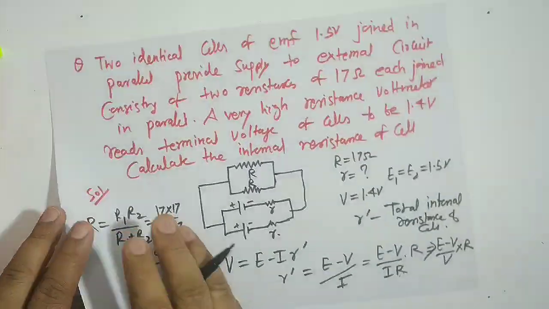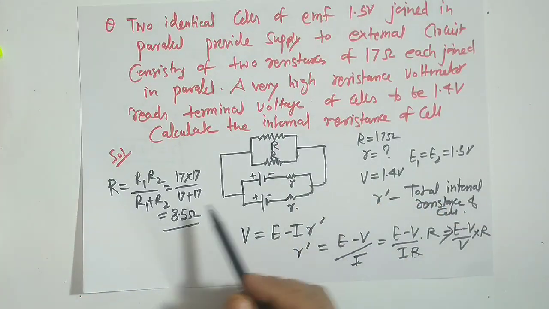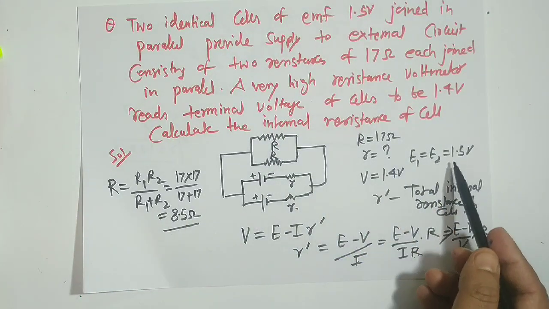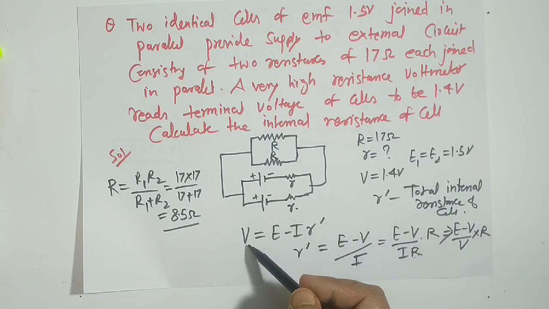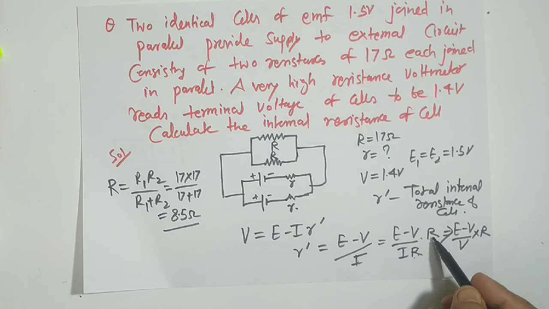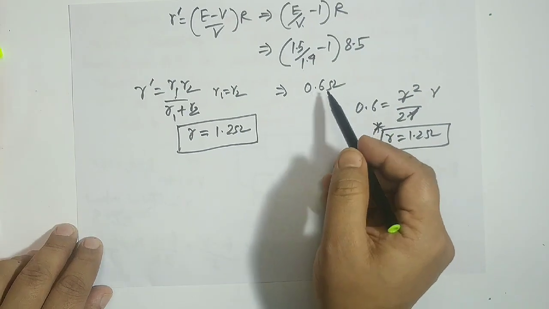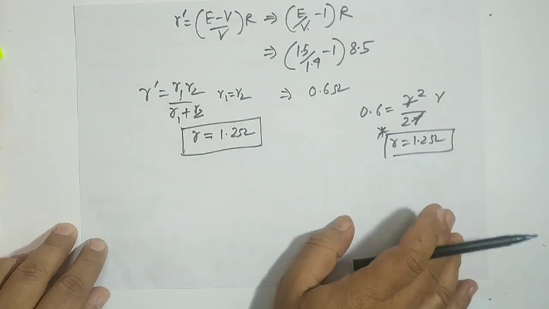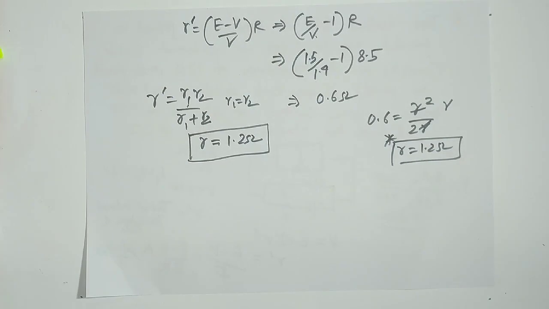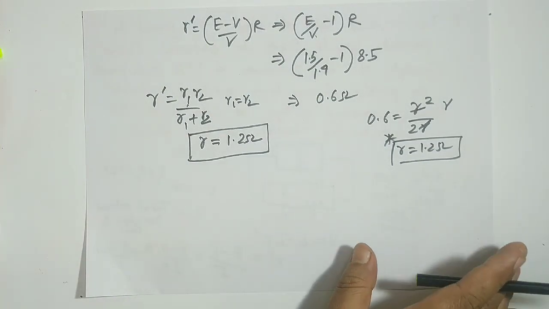Again repeating, very simple. Two cells were given and their combination was in parallel, and then you got the net resistance, you got the EMF, and then V is equal to E minus I R dash, so R dash is E minus V by I. Then you multiply it by R. This R is the equivalent of those, and that you put in, you will get a small r dash, and R dash is the combination of two in parallel.